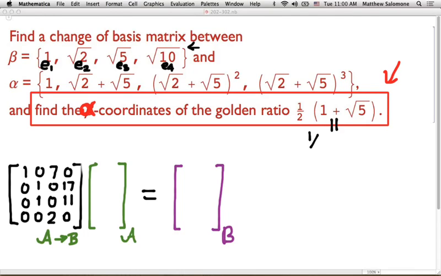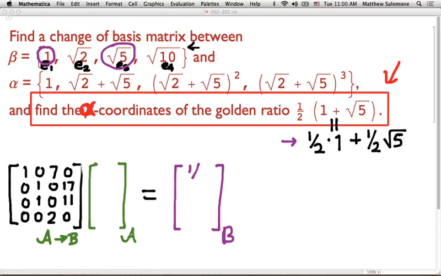Last time we said that we could rewrite this as 1/2 times 1 plus 1/2 times the square root of 5. So which coordinates of this golden ratio do we know based on that writing? Do we know the B coordinates? Are the B coordinates easier to find from this expression, or are the A coordinates easier to find? B. The B coordinates, because we've written it as a linear combination of 1 and square root of 5. So let's write down the B coordinates of this golden ratio. What are they?